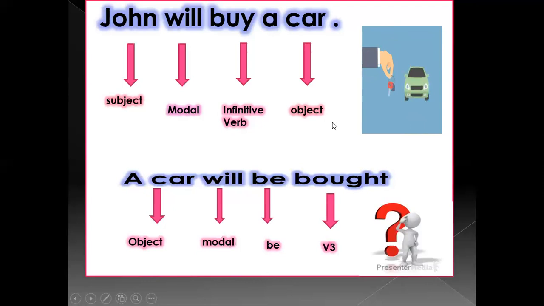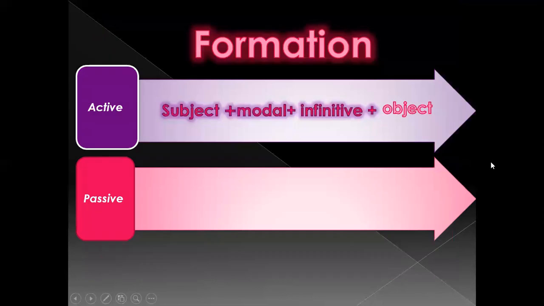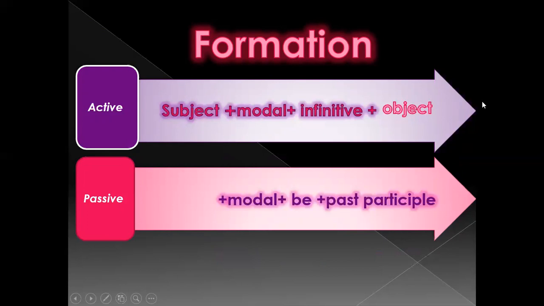To change this structure into passive, you are going to start with the object, modal, plus be, plus the past participle form of the verb. Again, the formation of any active sentence: subject, modal, infinitive form of the verb, plus an object. To change this structure into passive, you are going to start the passive sentence with object, modal, plus be, plus the past participle form of the verb.